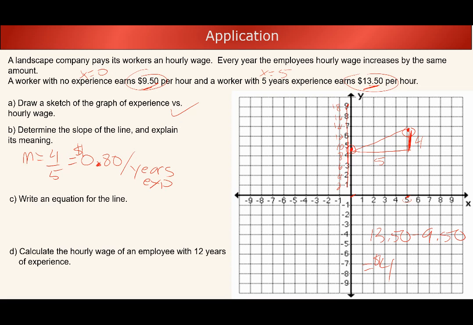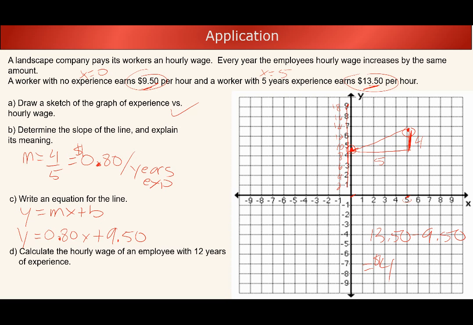To write an equation for the line, I'll start with the generic form y equals mx plus b. And that's going to be y equals, now I know that it's 0.80. You could put the dollar sign in there, but I don't think it's necessary. Plus, what's the y-intercept? Well, it crosses at 9.50. It would not be incorrect to put the dollar signs on each of those values. Remember, it crosses right here at 9.50.